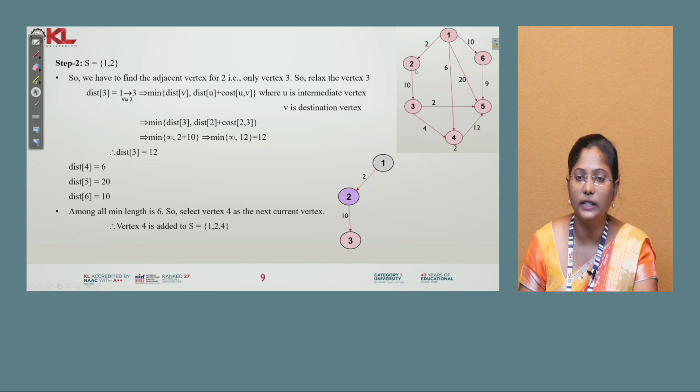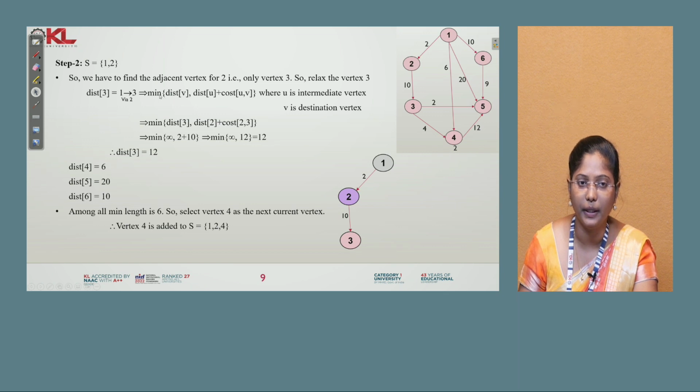So, what is the adjacent vertex? It has only 3, right. So, we have to apply the relaxation property on the vertex 3. So, what is the relaxation property? Distance of 3 equals, I am doing this via 2, right. So, 2 is my intermediate vertex and 3 is my destination vertex, right. So, minimum of distance of v, distance of u plus cost of u, v.